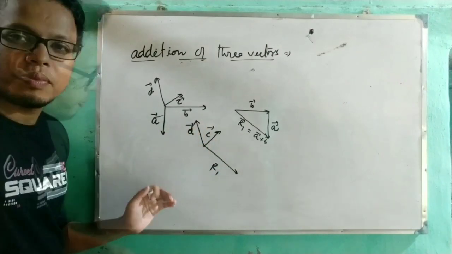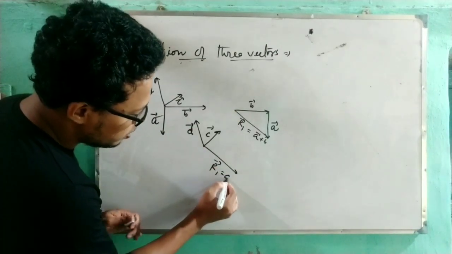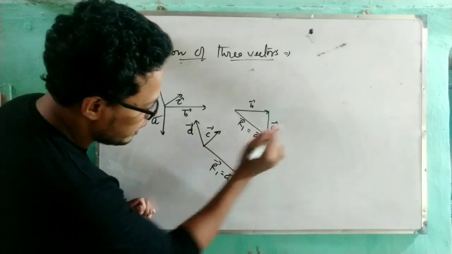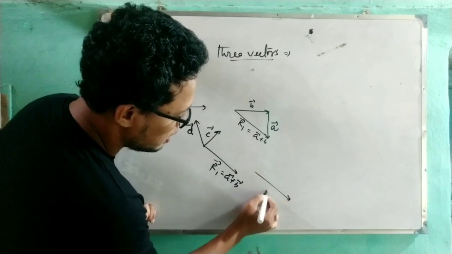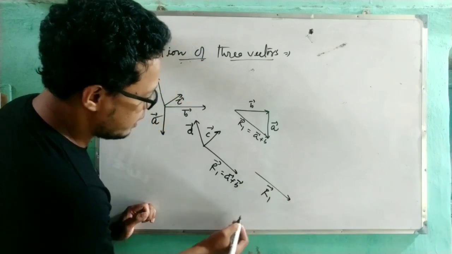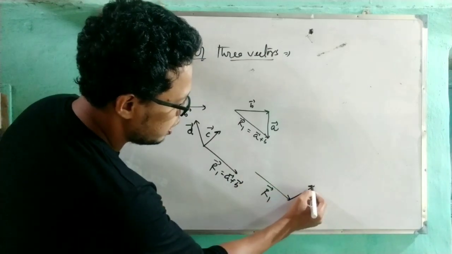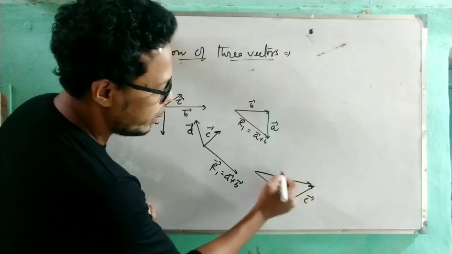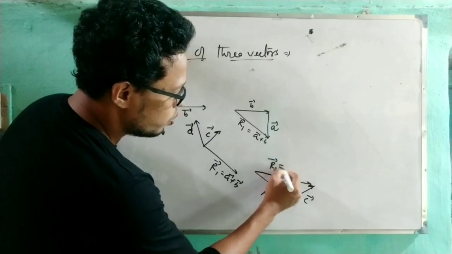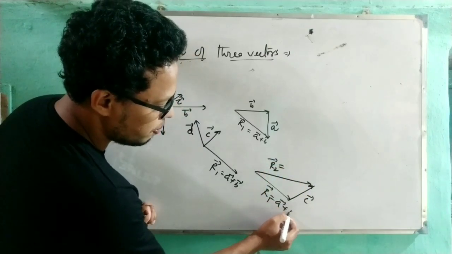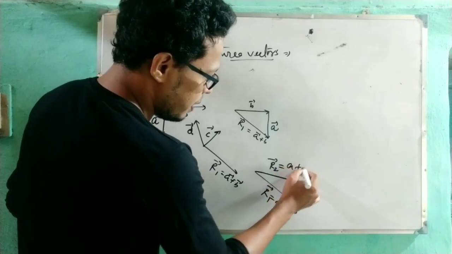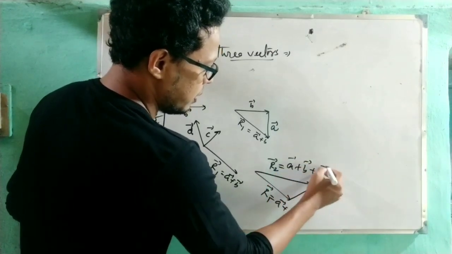Now see, this R1 vector equals a plus b. I am shifting the c vector over here. So the diagram will be like this. This is the R1 vector, and by shifting this c, it will be like this. So by joining from tail to head, this will be R2, which is R1 plus c, meaning a plus b plus c. Clear?